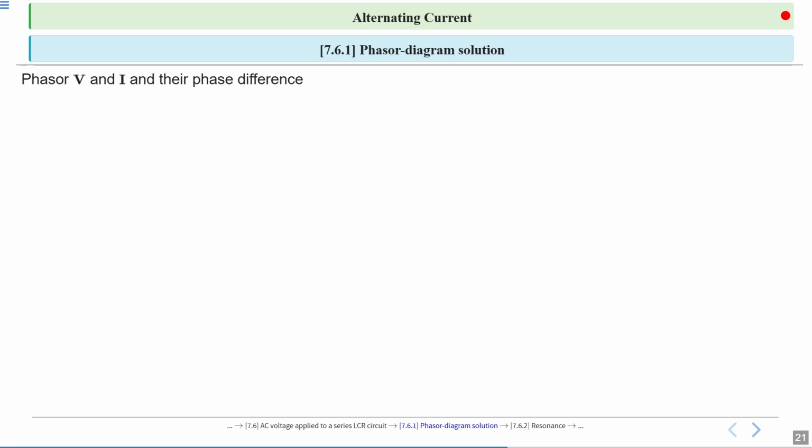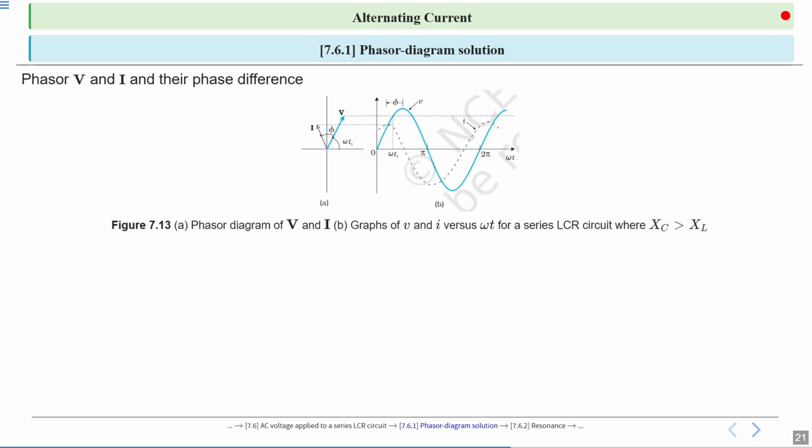Now, phasors V and I and their phase differences. This is the phasor diagram for the LCR circuit. This is the voltage phasor, and this is the current phasor. The current phasor has phase omega t plus phi, as we have seen: I equals I m sin(omega t plus phi). So at any instant t1, current has phase omega t1 plus phi, and voltage has phase omega t1. The phase difference between voltage and current is phi at any time.